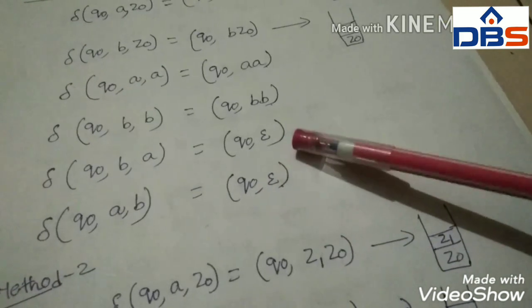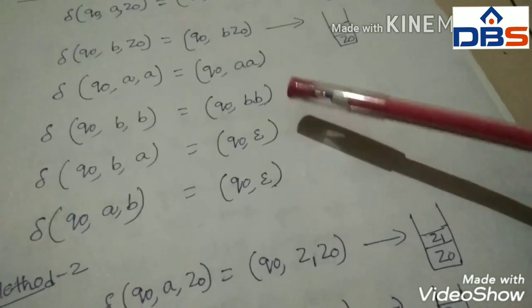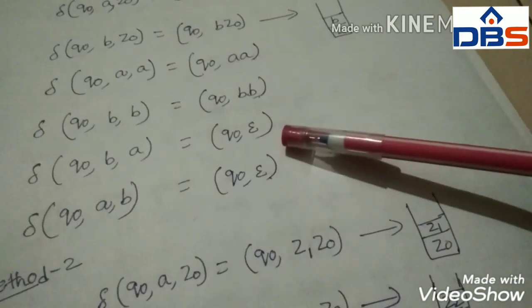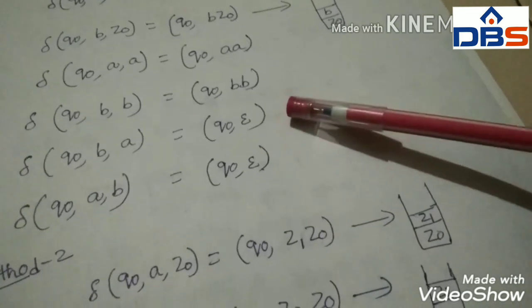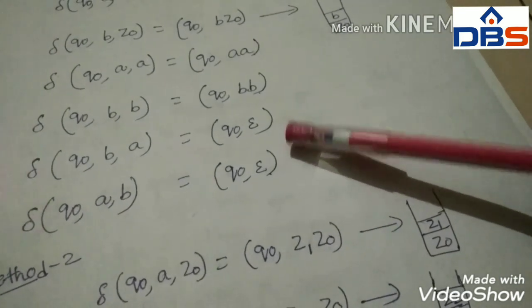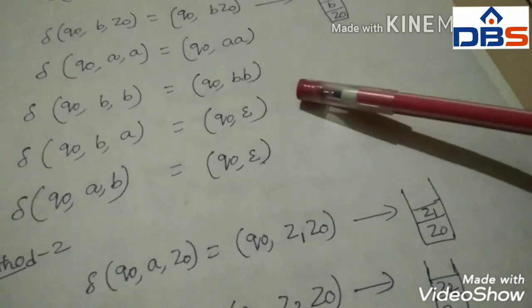Q0 comma epsilon shows how we accept in a pushdown automaton, by two methods: acceptance of PDA by empty stack and acceptance of PDA by final state. At that time the given input string is accepted by the pushdown automata.